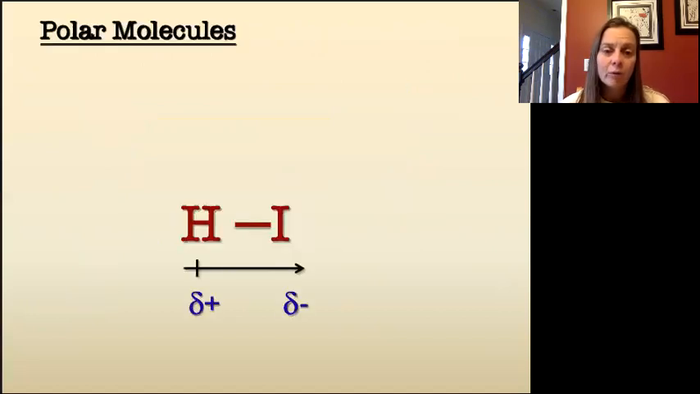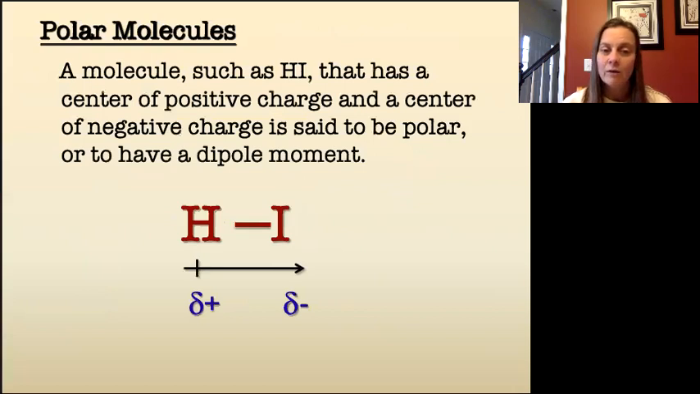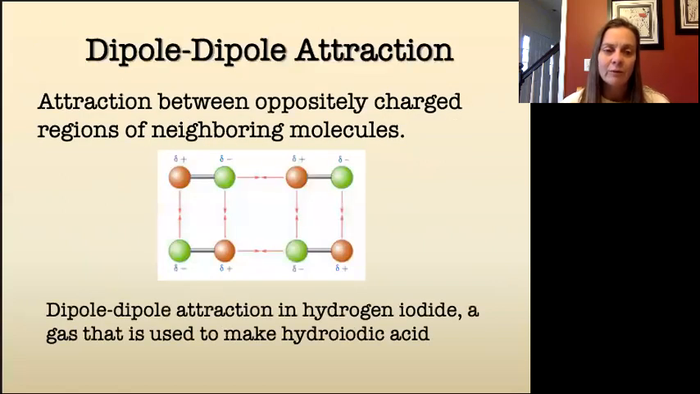Let's talk about polar molecules and dipole-dipole attraction. So just a quick reminder that a molecule that has a center of positive charge and a center of negative charge is a polar molecule. It has a dipole moment. And so when we have a polar molecule, it can be attracted to the oppositely charged region of a neighboring molecule. And so we have dipole-dipole attraction, which means that these two polar molecules are attracted to each other by their opposite partial charges.